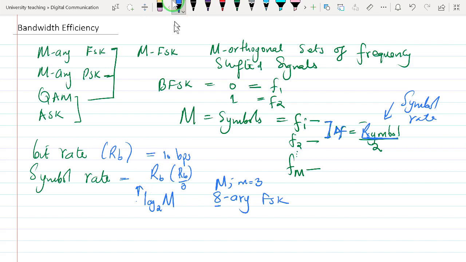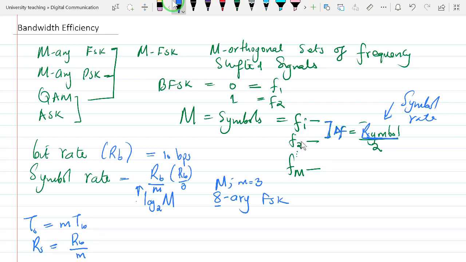This is supposed to be division. Because how we know the relationship is the symbol period, which we normally refer to as TS, is the one that is given by small m TB. And therefore, if we are talking about the symbol rate, RS is going to be given by RB divided by M.